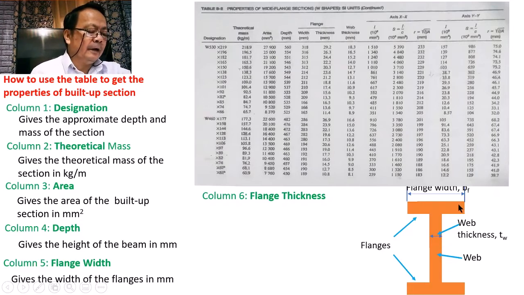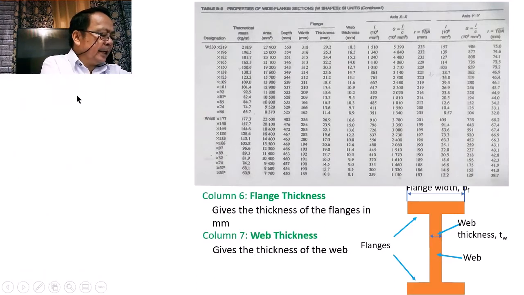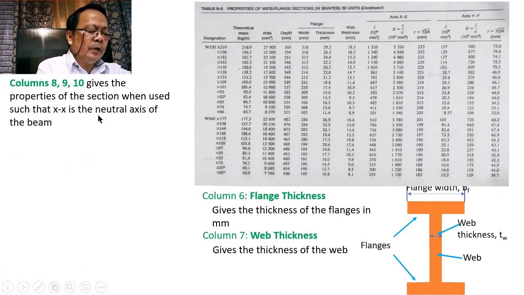Okay? Then the next column is the web thickness. Itong part nito. Okay, the web thickness representing this column. At yan ay tumutukoy dito sa thickness itong web na ito. Okay? Then you have the next column. The next three columns are column 8, column 9, and column 10. It actually gives the property of the section kapag yung section natin ay ginamit such that the x-x axis is the neutral axis. So, anong ibig sabihin ito?